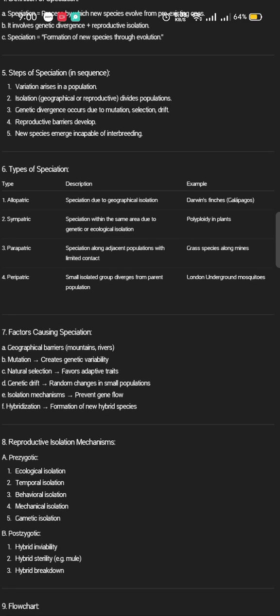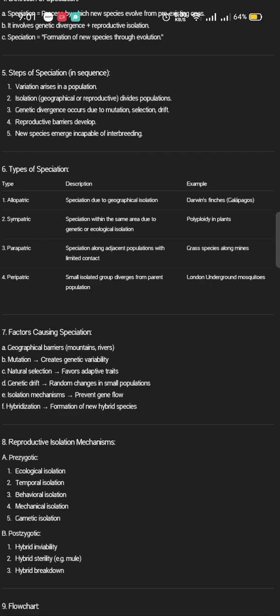Now, factors causing speciation: geographical barriers, such as mountains and rivers. Mutation creates genetic variability. Natural selection favors adaptive traits. Genetic drift means random changes in small populations. Isolation mechanisms prevent gene flow. Hybridization is the formation of new hybrid species.